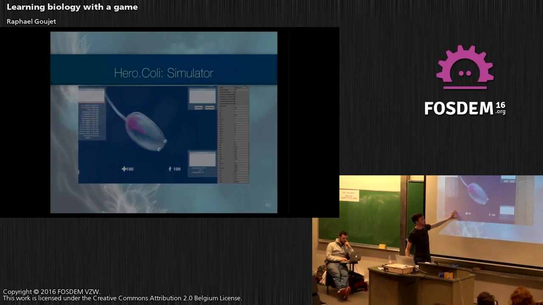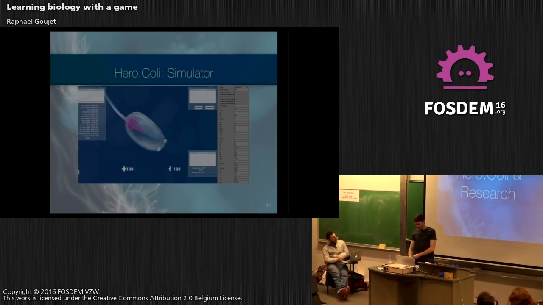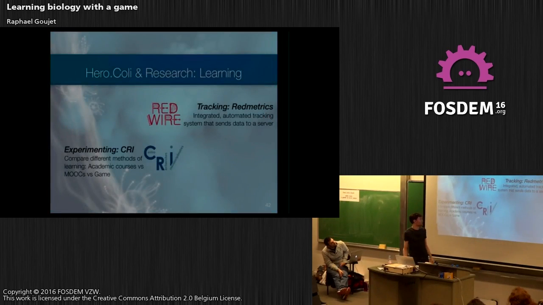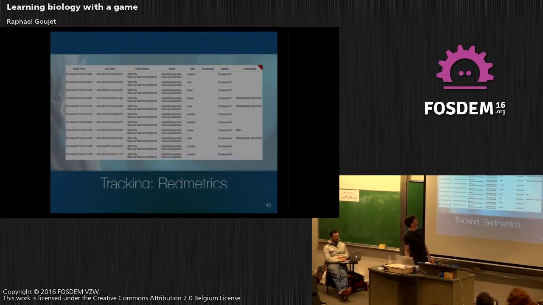Simulator, that's something I'm working on. So lots of variables. It is captured from Unity. Lots of parameters, biological parameters. Lots of biological mechanisms that you can check here, activate, and about research. So research in learning. There's a part that's about experimenting with students, so having them play and see how they understand what's going on, and also this online tracking using this open source, open data tool called RedMetrics.